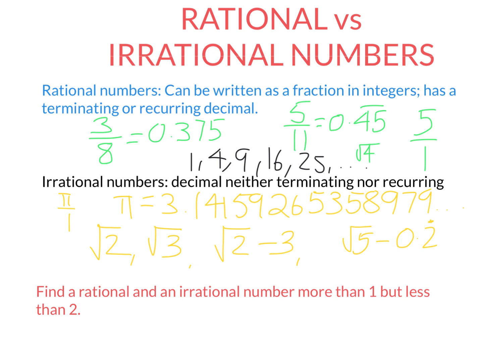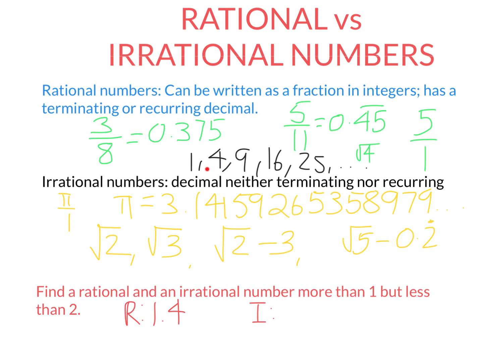All right, let's look at this question. Find a rational and irrational number more than 1 but less than 2. So finding a rational number between 1 and 2 is actually quite simple. Let's just give an example of a terminating decimal. So an example would be, say, 1.4. 1.4 is rational because it's a terminating decimal. You can write this as a fraction in the integers. 1.4 is 7/5.